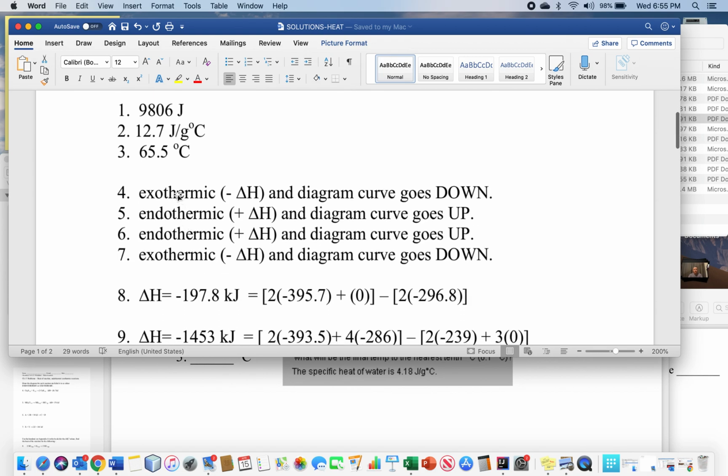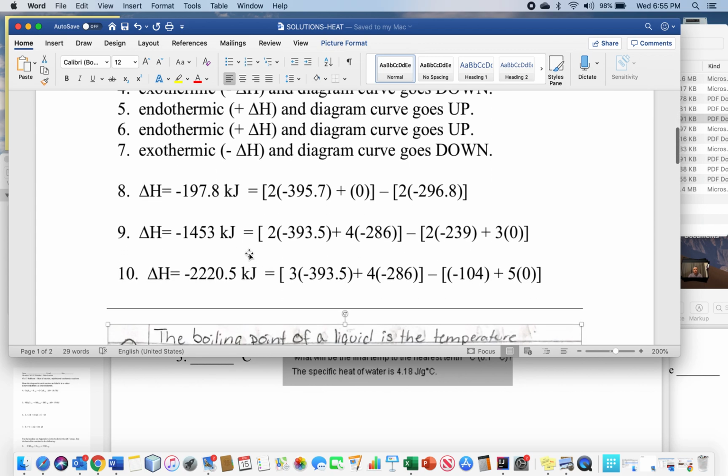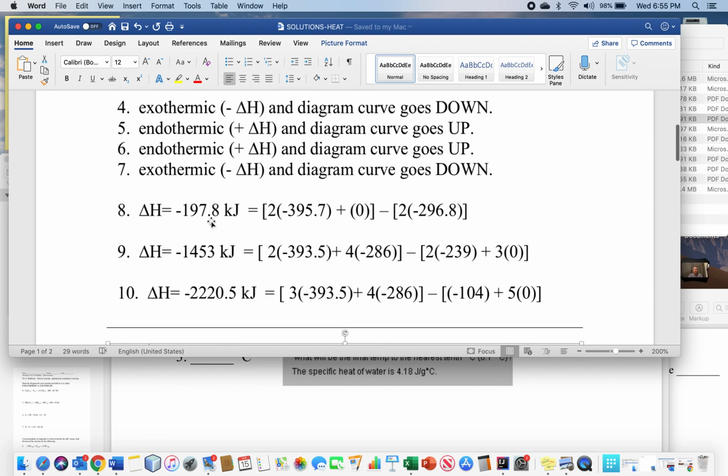4 was exo, goes down. 5 was endo, goes up. 6 was endo because you're adding heat on the left, curve goes up. And number 7 was exo because heat is a product, it's released, so it's exothermic, goes down. And here were the heat of reaction problems for 8, 9, and 10. If you need to see this more, pause the video right now.